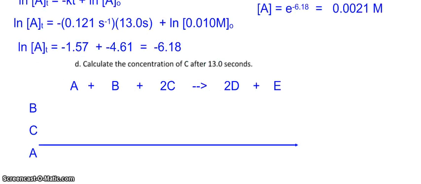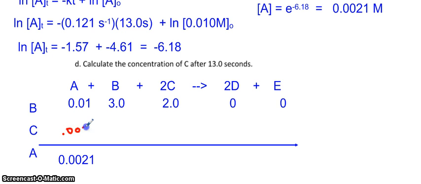Okay, pause this, work on it, and I'll be right back. All right, so I'm setting up my BCA. So what were my initial concentrations? Well, there they are. Now, what do I know? After 13 seconds, how much A do I have left? That much. So what did I have to subtract to get this number? What is 0.01 minus 0.0021? I'll just type it in here, 0.0079. So that's how much A changed.